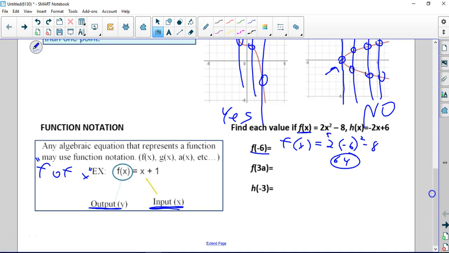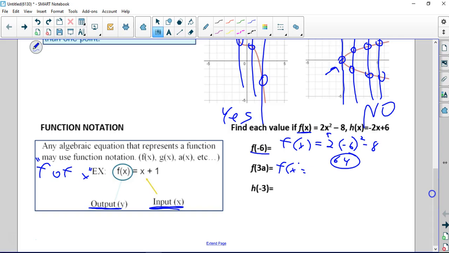If I put the number 10 in, I'd have 200 minus 8, 192. If I put 0 in, 0 squared is 0, times 2 is 0, minus 8. My input 0, my output is negative 8. Every XY table you've ever done is an input-output table. You put in for X, you solve for Y. 3a, do the same thing.